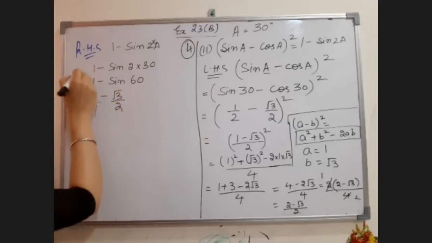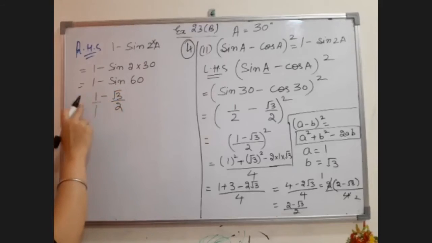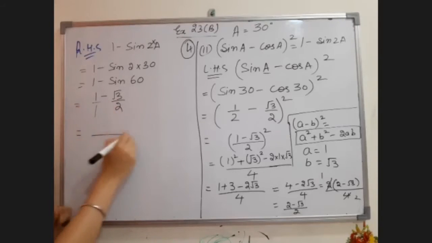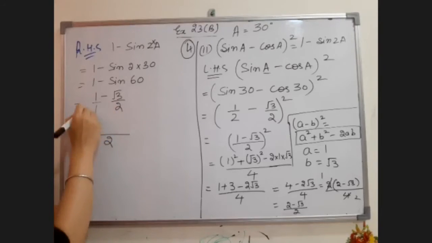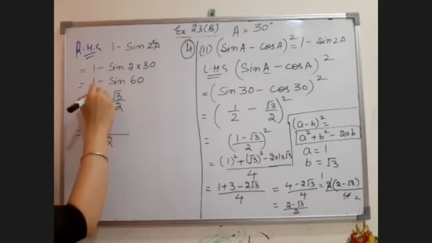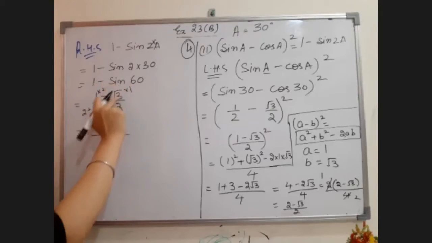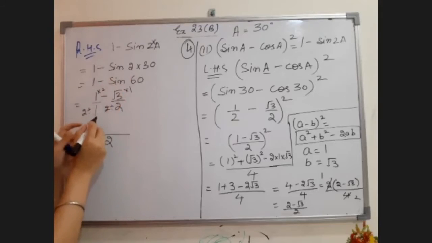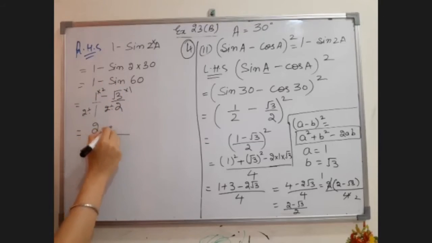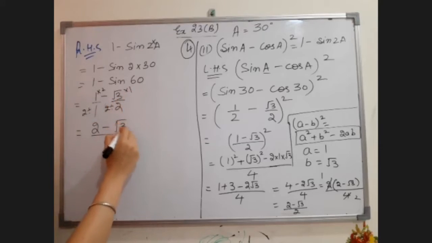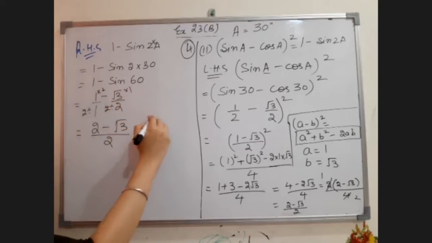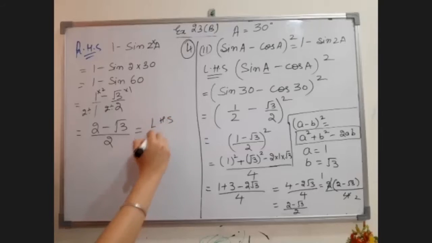So can we take LCM here? Because this is like 1, we can write 1 by 1, minus root 3 by 2. So if we take LCM, the LCM will be 2. Divide LCM by denominators and multiply with the numerator. So 2 into 1 is 2, 2 minus root 3. So which is equal to the left hand side. So hence proved.